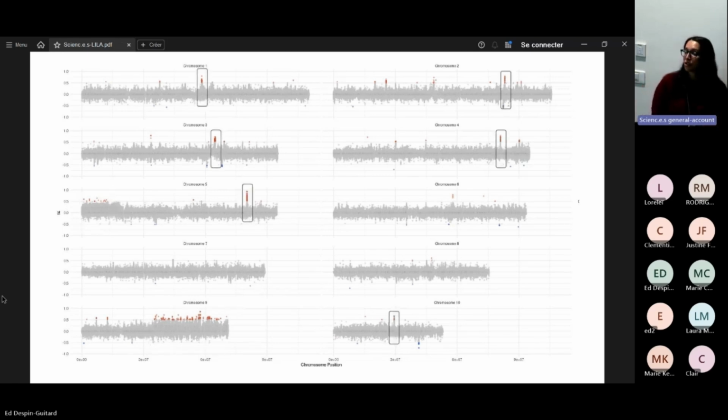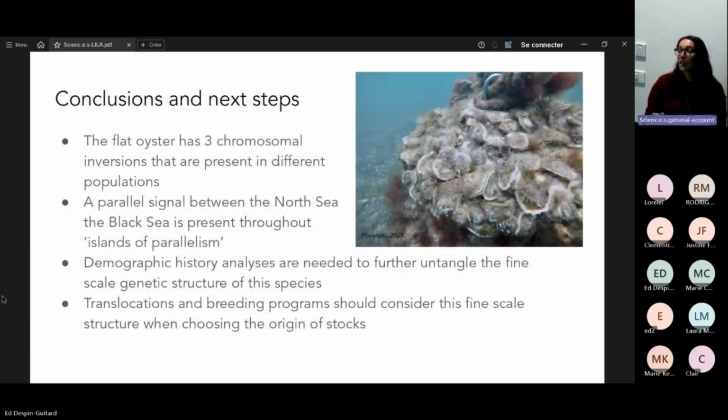But what was most interesting was that we see that the strongest parallel signals actually occur throughout the genome at these so-called islands of parallelism. So we're seeing that parallelism is not just confined to these inversion regions. And in conclusion, we see that the flat oyster has 3 inversions present in different populations at different frequencies. There's a parallel signal between the North Sea and the Black Sea present throughout in these islands of parallelism.